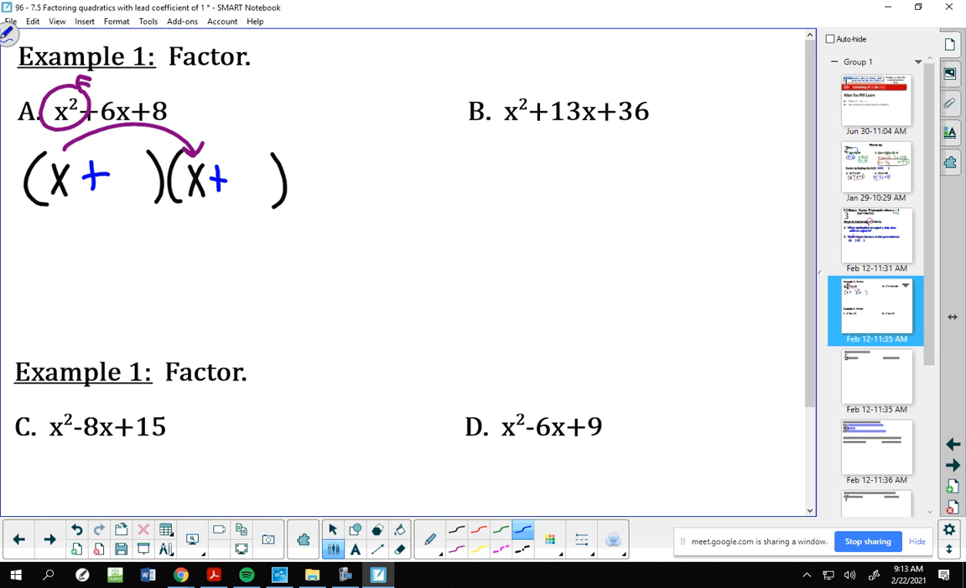What times what multiplies to 8 and adds to 6? Good. Plus 2 plus 4. You got it. Good. So now let me show you the rest of the FOIL.